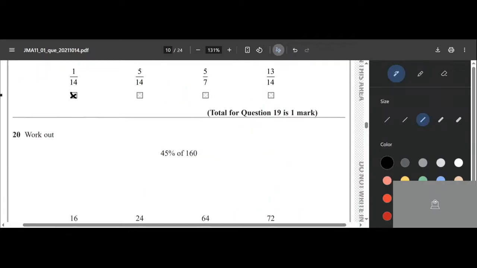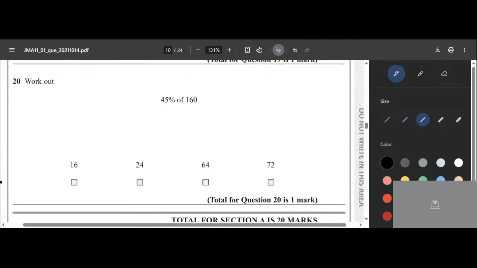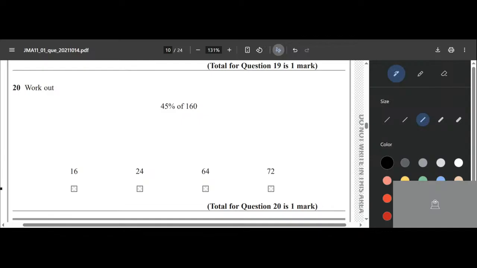Remember, no using calculators here. Then question 20. You're told to work out. How did we say we solve percent? This question has repeated itself. So percent, we say 45 divided by 100 times the number. So this 0 cancels this 0.